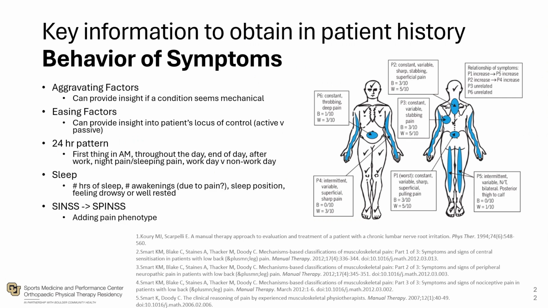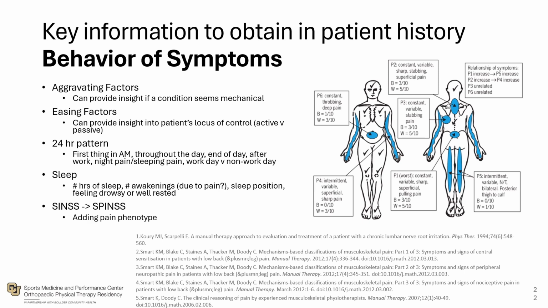So, more key information to obtain in the patient history is behavior of symptoms. That includes aggravating factors, easing factors, 24-hour pattern, sleep habits, and SINs, or I'm adding in SPINs, which adds pain phenotype. We'll go into that more next. Aggravating factors can provide insight if a condition seems mechanical or not. It's better when I stand, it's worse when I sit, it's only with these types of movements, that sort of thing. Easing factors can provide you insight into the patient's locus of control.